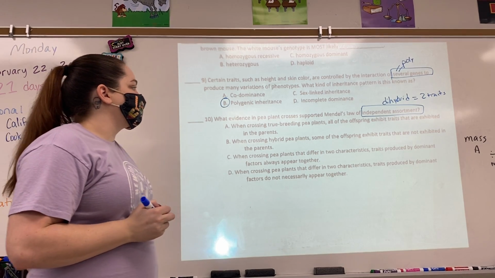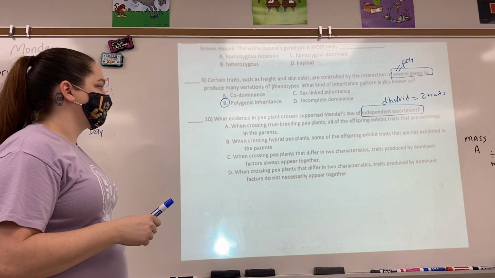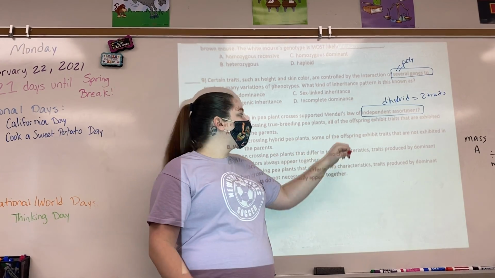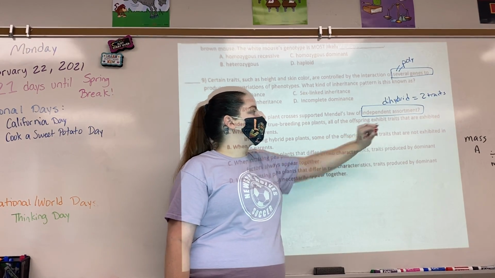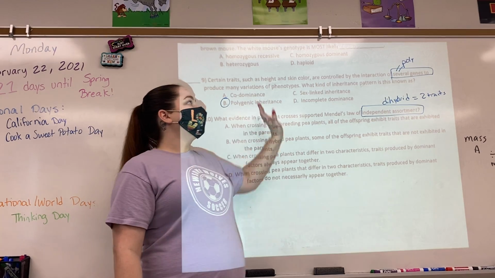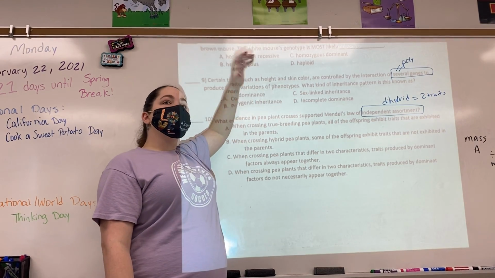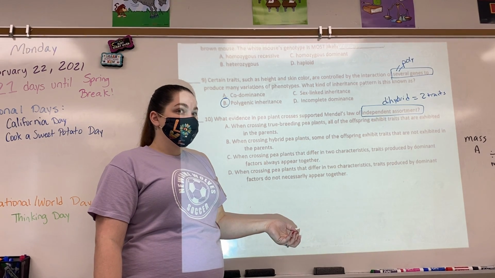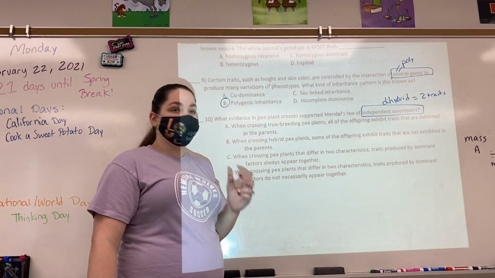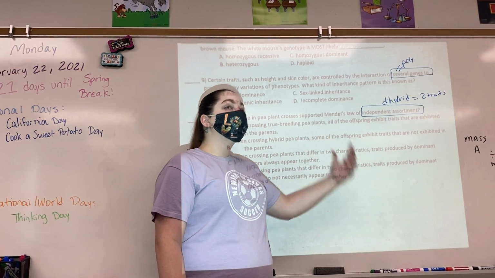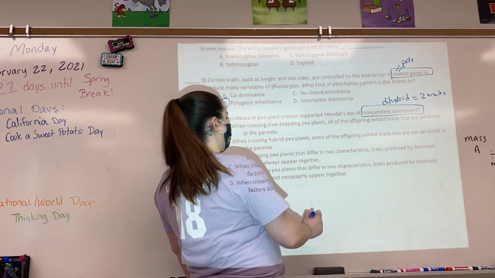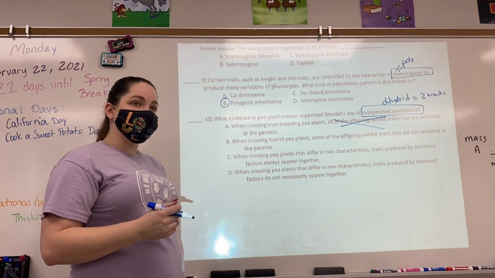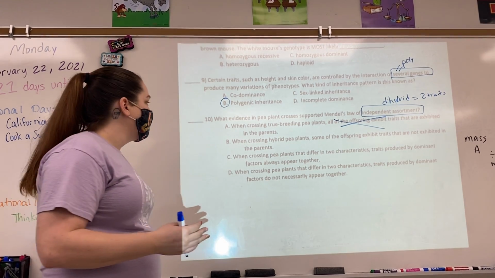So when crossing true breeding plants, all of the offspring exhibit traits that are exhibited in the parents. So if you have a dihybrid cross, and you're talking about two traits, are all of those offspring going to exhibit traits that are exhibited in the parents? So let's go back to our two heterozygous parents. Are they going to produce offspring that are always going to show a heterozygous phenotype? No, they're not going to, because they have the possibility of making a fully recessive offspring. So they will not always show traits that are exhibited in the parents. Sometimes they will show traits that are not seen in the parents. So A is not correct.